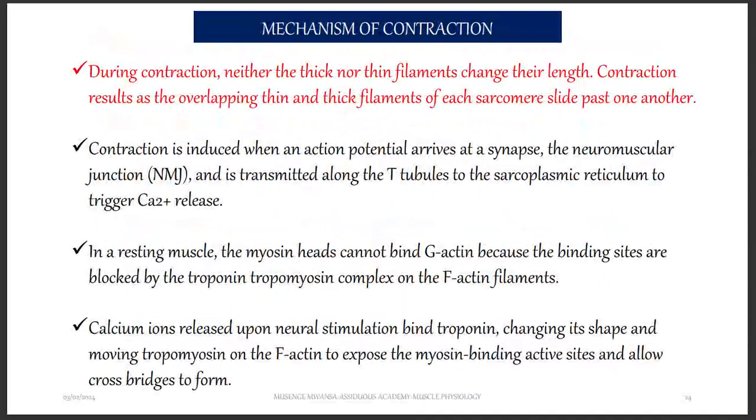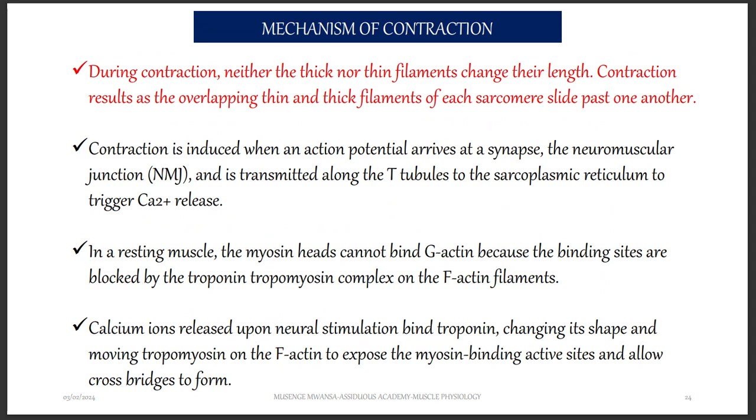During contraction, you need to know that the thin filaments and the thick filaments do not change their length. The only thing that is happening is an increase in overlapping between the thin filaments and the thick filaments. So these thin and thick filaments are sliding past each other, not reducing in length. Contraction is going to be induced when an action potential arrives at a synapse. Yesterday we talked about nerves. A synapse is just a joining of a nerve and a muscle. At that point where they join, there's a synapse, which is known as a neuromuscular junction.